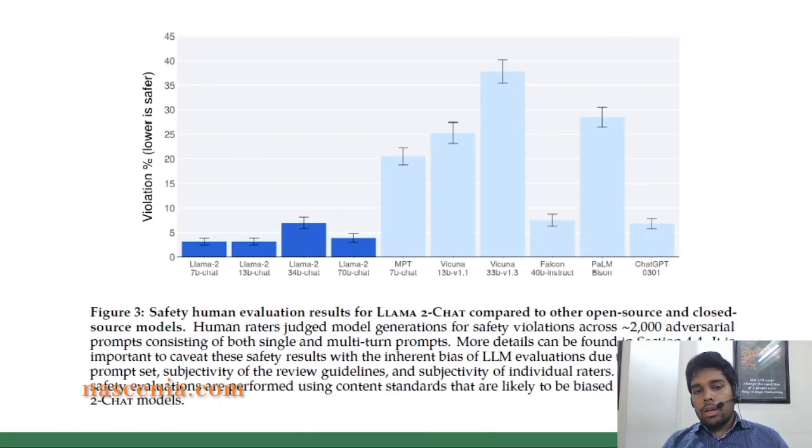Moving on, in terms of safety, LLaMa 2 chat is better than ChatGPT, or equivalent to ChatGPT, and better than other open source models such as Palm, Vicuña, MPT. Sometimes you can see that the LLaMa 2 70 billion parameter chat model is better than all the other models.